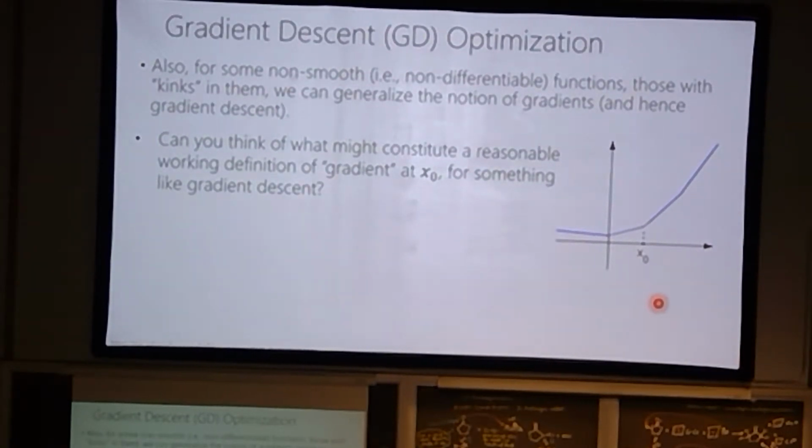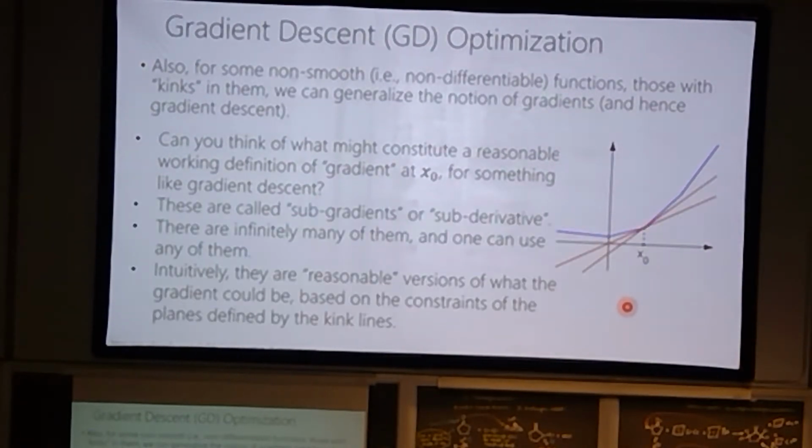Well, that's a nice one, yeah. So the suggestion was to take some sort of box around the point of interest, compute the gradients there and average them. Yeah, that's a great idea. And in fact, that would be related to this idea of subgradients or subderivatives. These are basically what you would think of as a reasonable version of a gradient that you can use. And this is the formal technical name for them.